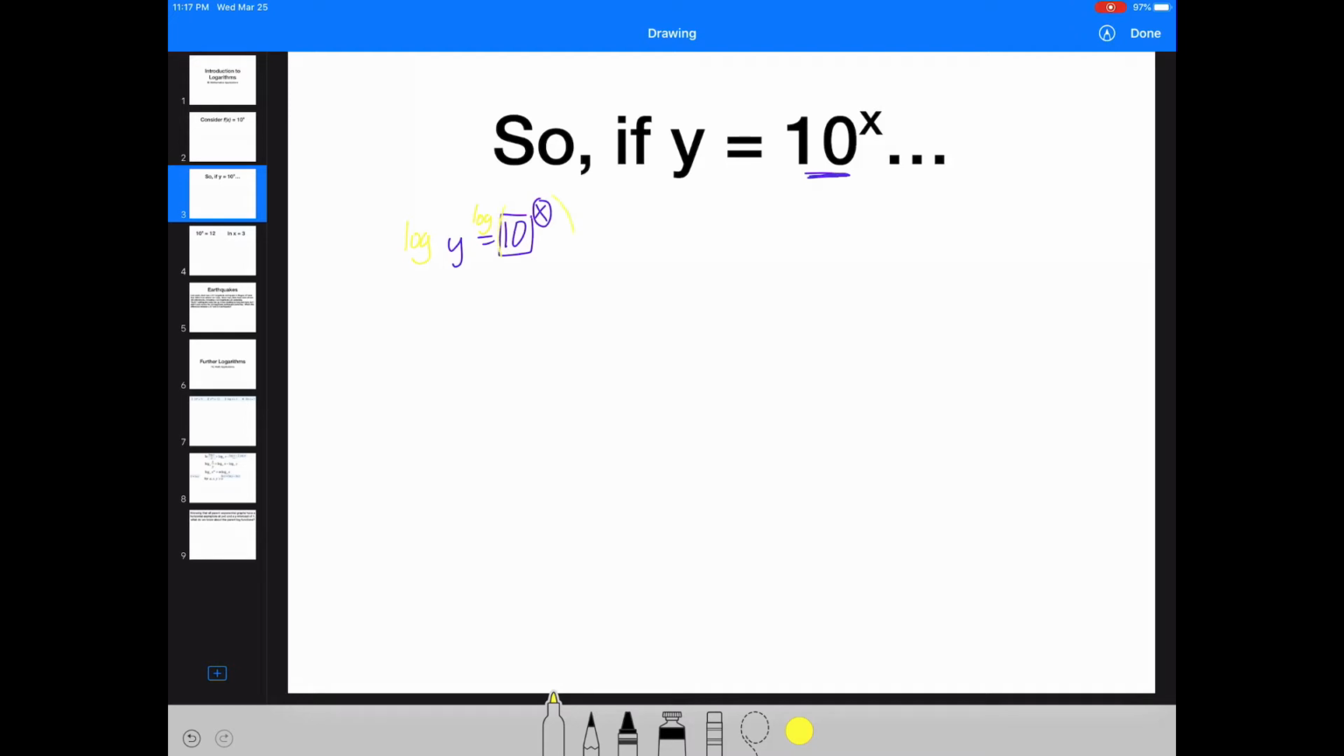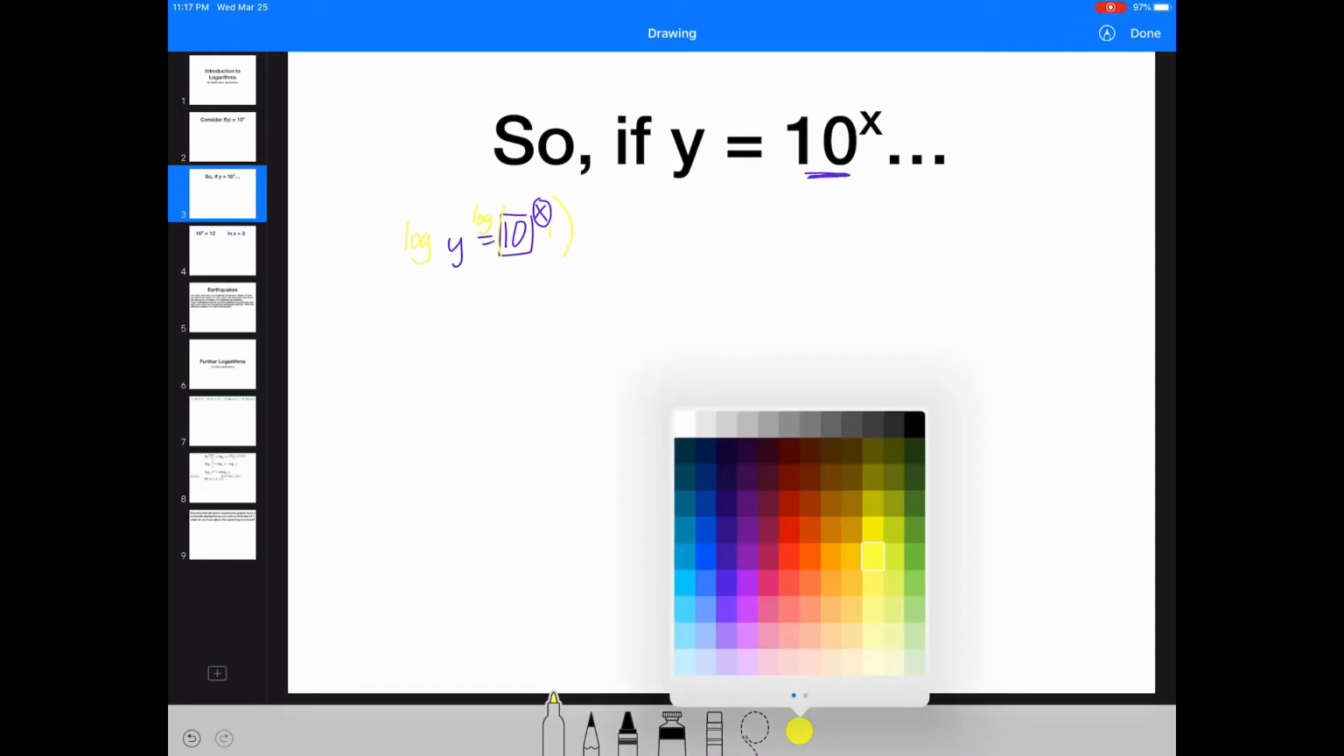If I do it to one side, I'm going to do it to the other side. I have to do it to the whole side. If there's pluses and minuses and multiplication, I got to do it to all of that.